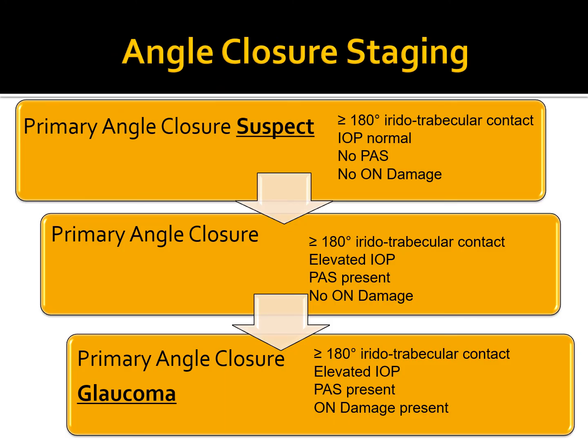But first, angle closure staging. Apparently, you talk about primary angle closure suspect, where the angle is closing but IOP is normal, there's no synechia and there's no optic nerve damage. Then there's primary angle closure, where the pressure is starting to go up now. It's closed enough that the pressure is starting to go up, and synechia are present, but there is no optic nerve damage. And then there's primary angle glaucoma, where you're getting the optic nerve damage as well.